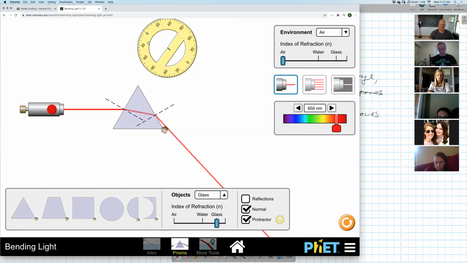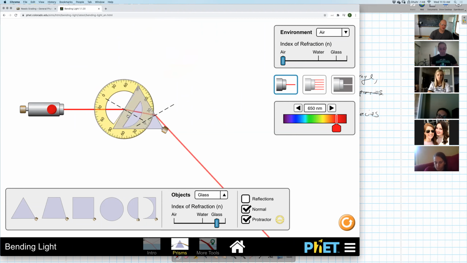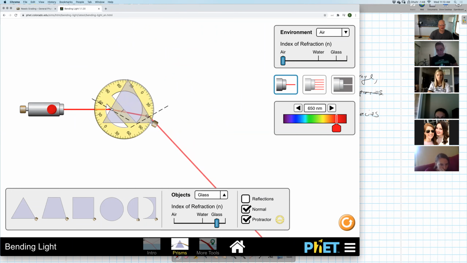You want to rotate your protractor, and then again, try to line it up so that the normal line is along, or at least the 0 is along the normal line. Okay. So from here, you want to, again, measure this angle here. Again, this is maybe 31, 32 degrees. So this is your incident angle. And then measure this angle across here. This is going to be your refracted angle for this side. And then rotate it, and then measure it again across on the other side.